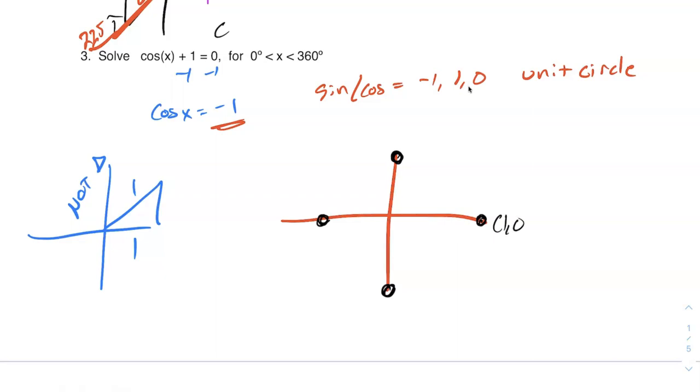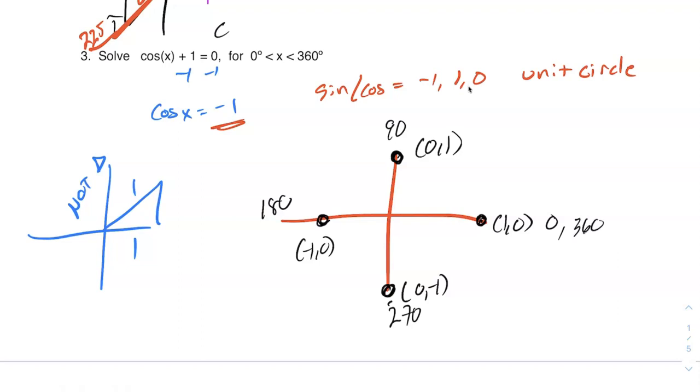It's either 1, 0, which happens at 0, 0, 1, which happens at 90, -1, 0, which happens at 180, or it's 0, -1, which happens at 270. And it's going to go around at 360. You should all have degree marks on them, by the way. So right now, we're looking for where cosine equals -1. Remember, sine is the y value, cosine is the x value. So I want cosine to be -1. Look at your x values. Where's the -1 at? It's -1 at 180 degrees.